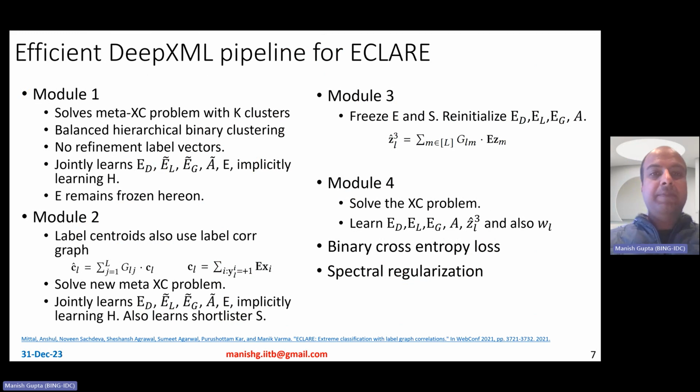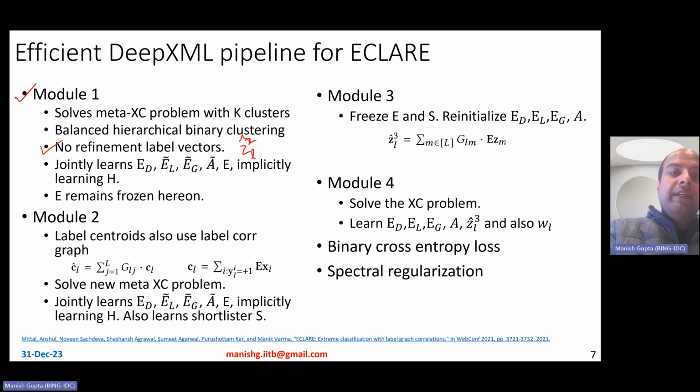So ECLARE, of course, follows the deep XML pipeline. So it has 4 modules. In the first module, you are going to solve the meta-XC problem with K clusters, again, balanced hierarchical binary clustering. The more important thing is that for getting label embedding for this module 1, you do not use refinement label vectors. Remember that ZL3. So ZL3 is not something that you're going to use. Sorry, ZL2. ZL2 is something that you're not going to use. The third label embedding, because you want to motivate good learning of the embedding.